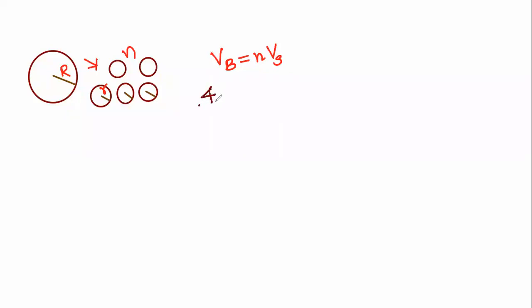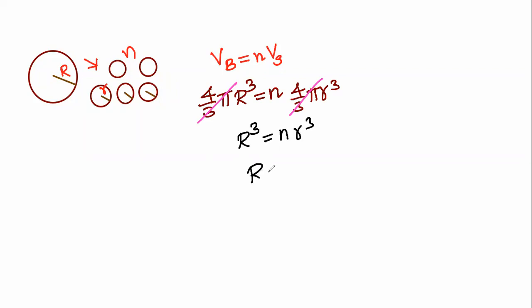So volume of the big drop, 4 by 3 pi R cube, is equal to n into 4 by 3 pi into small r cube. Cancelling 4 by 3 pi, R cube is equal to n into r cube. Therefore, R is equal to n power 1 by 3 into r.